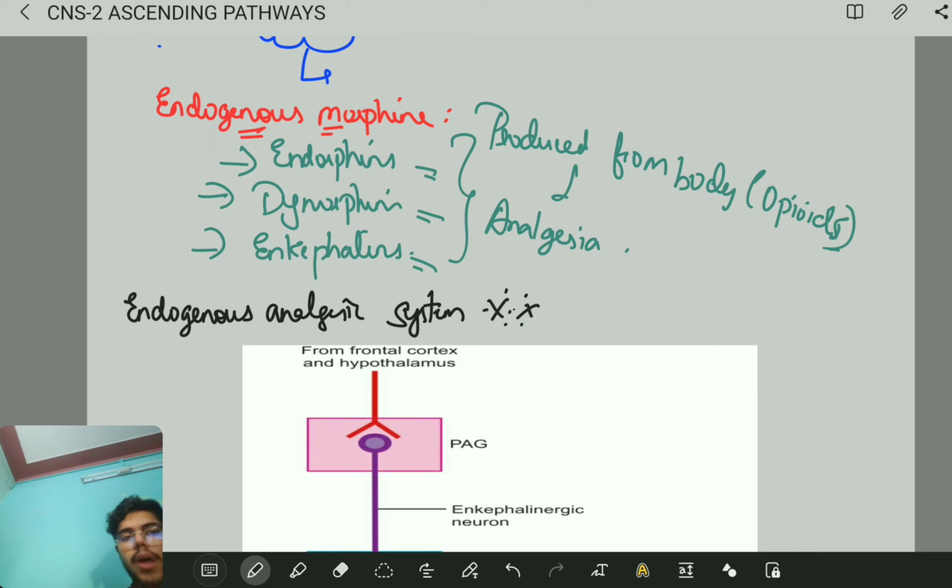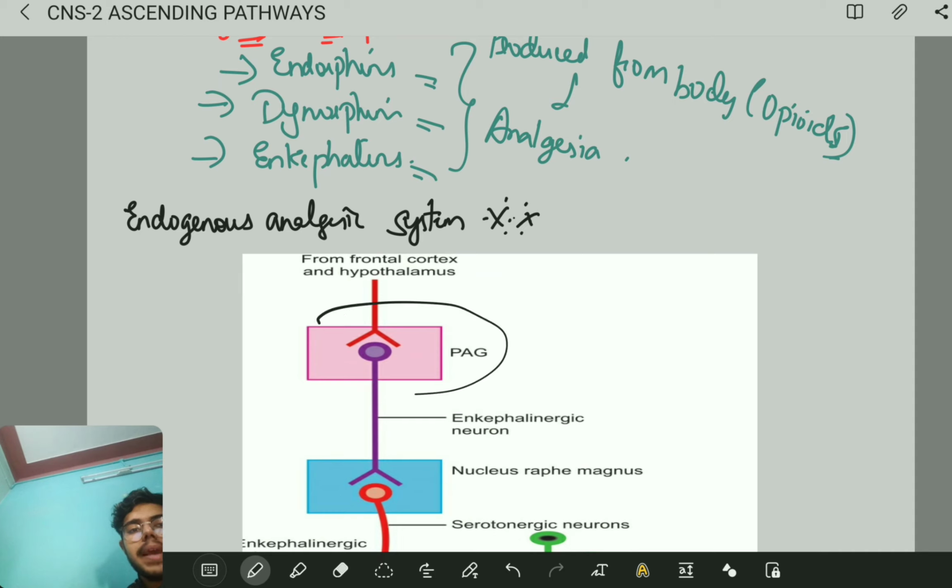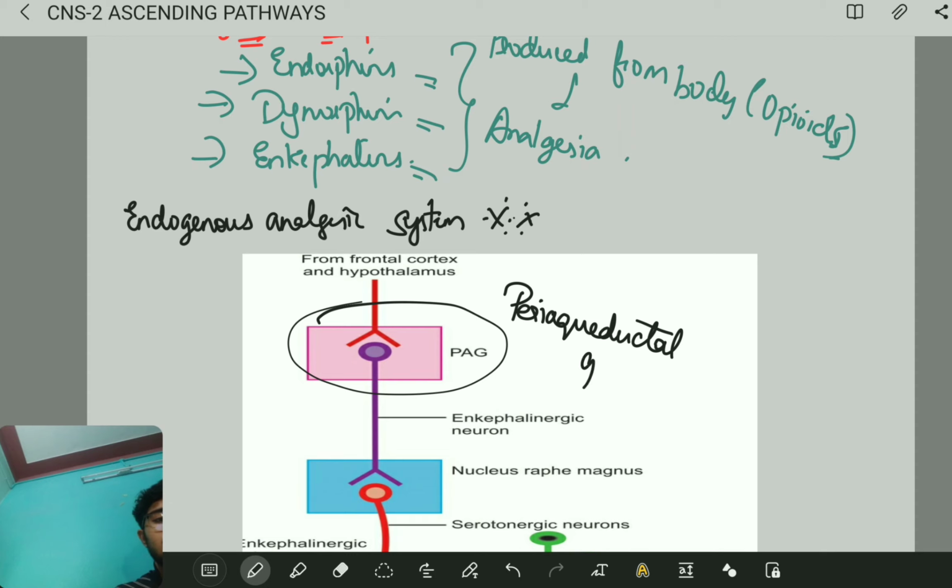Very important. It's found in the PAG. What does PAG stand for? Any idea? It's called periaqueductal gray matter. That's it. Periaqueductal gray matter, that is called PAG, and the endogenous analgesic system is found there only.